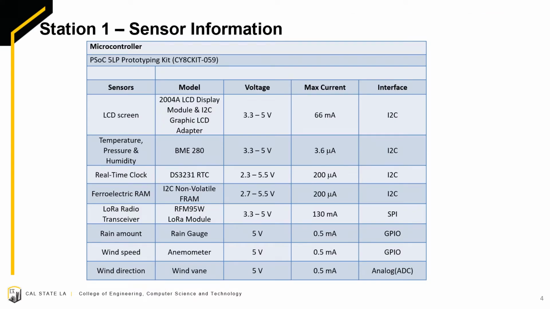Now going over the sensors and modules attached to our Station 1. We first had to find out what voltages our modules worked at, and if they did not have a voltage regulator, then we would have to use an external voltage regulator and step down the voltage to 3.3 or whatever voltage they needed. For Station 1, we didn't have any issues with voltage and only had different interfaces.